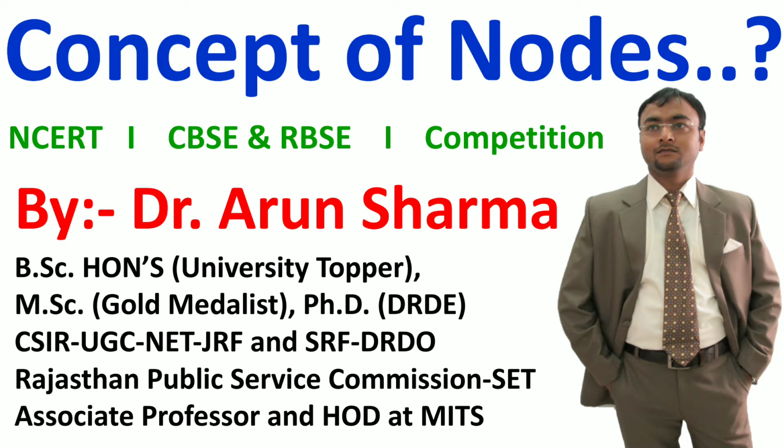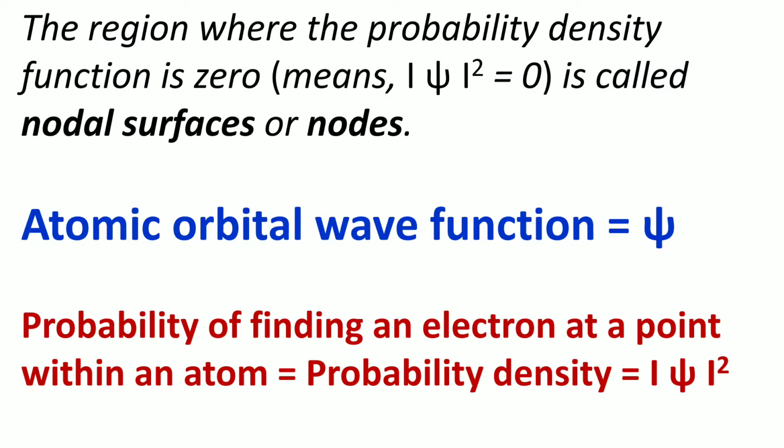In this video, I will explain the concept of nodes. Nodes are also known as nodal planes or nodal surfaces. What are nodes or nodal surfaces? The region where the probability density function is 0, that means psi square is 0, is called nodal surfaces or nodes. Psi is the atomic orbital wave function and psi square is the probability of finding an electron at a point within an atom, also called probability density. So for s orbital, p orbital, d orbital, we will calculate the nodes and nodal surfaces.